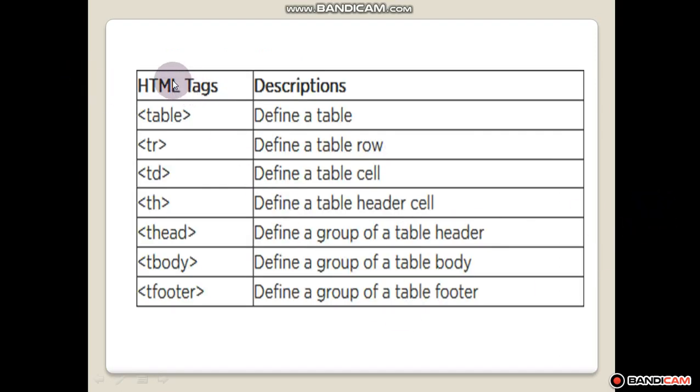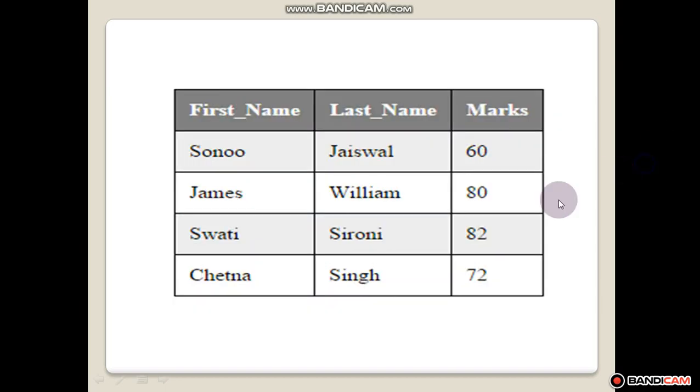There are several tags for the table. So many tags are displayed here, for example, table, tr, td, th, thead, tbody, tfooter. This is the example of a table.